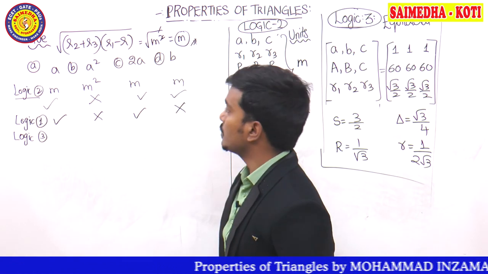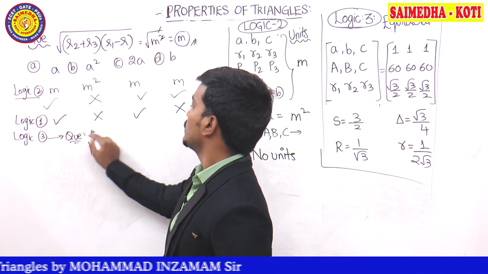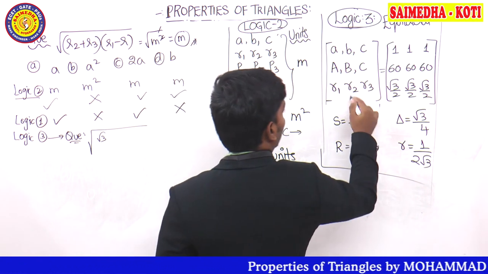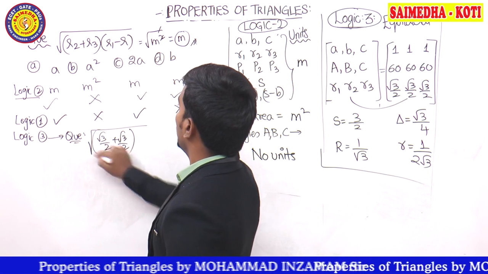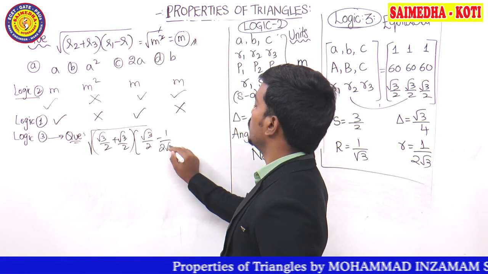What is the logic 3? Logic 3 is stated by the values. What is the logic 3 for the question? Let's write the numbers, guys. R2 value is how much? Root 3 by 2. It is root 3 by 2 plus root 3 by 2 into R1 value, which is also root 3 by 2 minus 1 by 2 root 3.